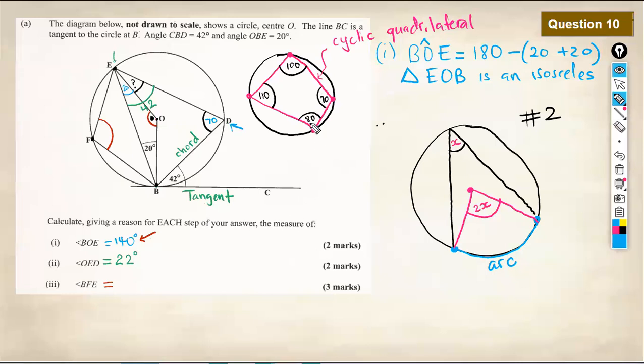Now we could use the cyclic quadrilateral. The 70 and this angle are supposed to add up to how much? 180. So if here is 70, how much is this one here? 110, correct. Right? So I hope that makes some more sense.